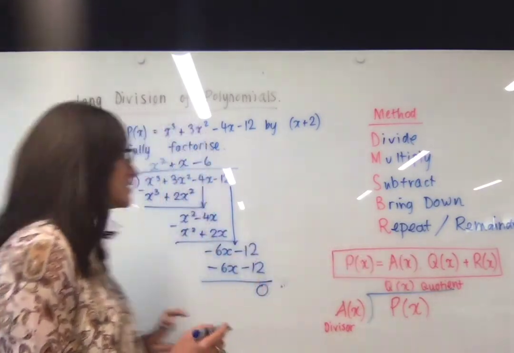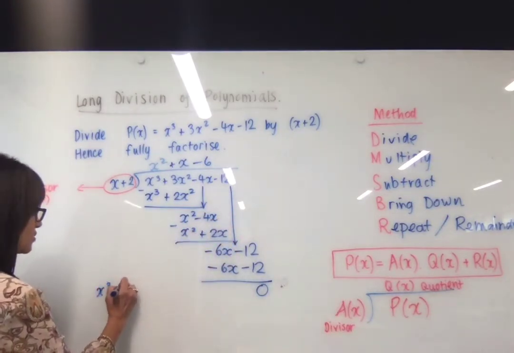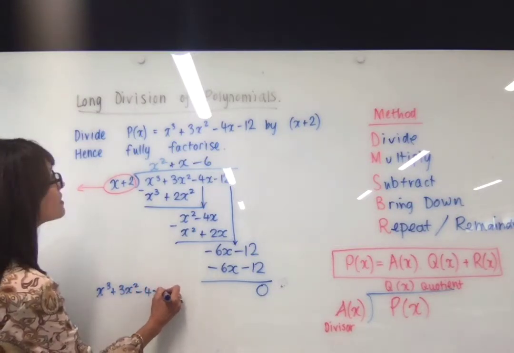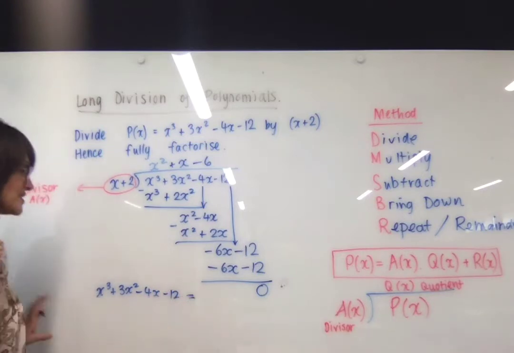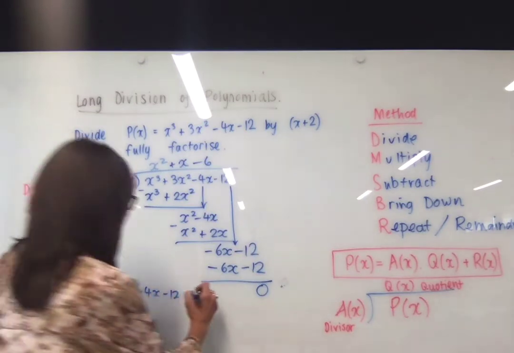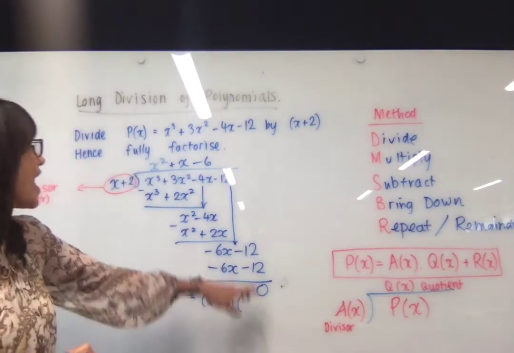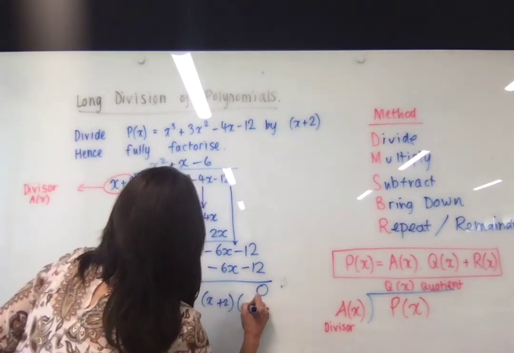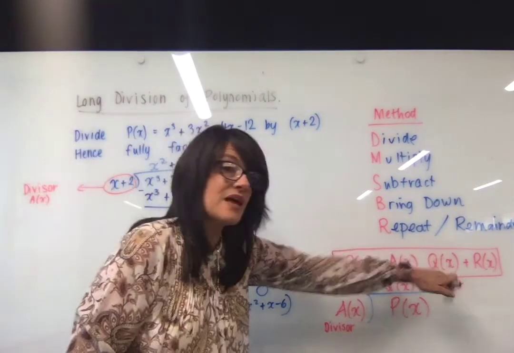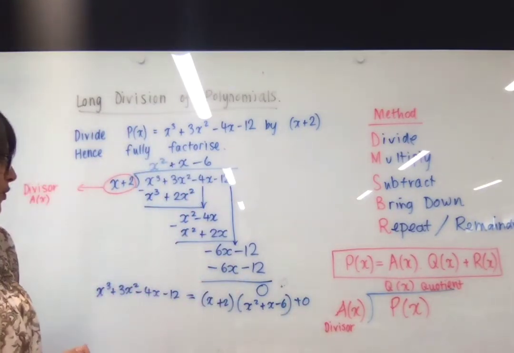Let's write it in this form where we've got the polynomial, which is x cubed plus 3x squared minus 4x minus 12, and that's equal to, remember, A of x is our divisor, so x plus 2 times our quotient, which in this case is x squared plus x minus 6, plus our remainder, which was 0. So we don't really need to put this 0 in at the end.